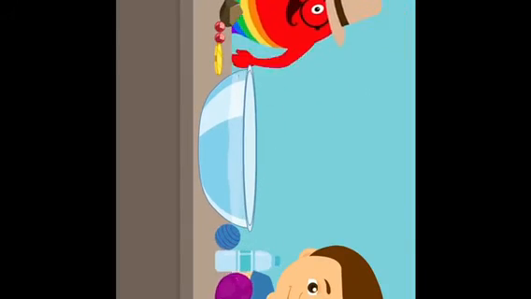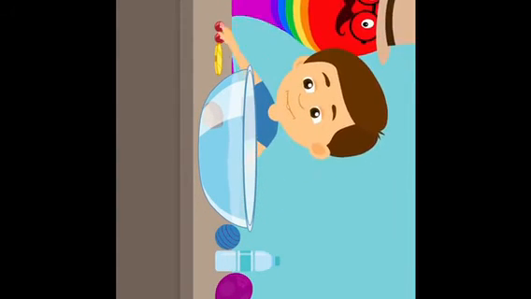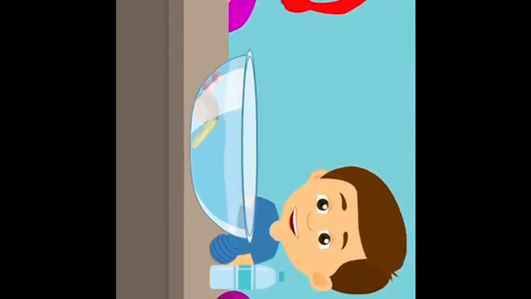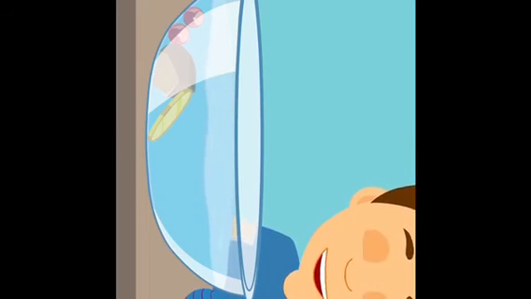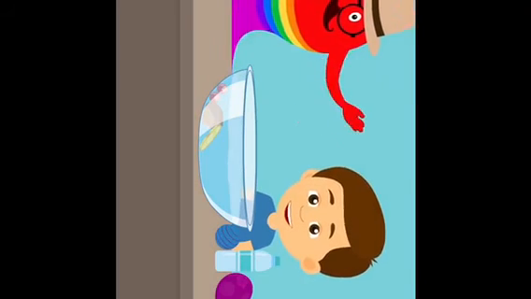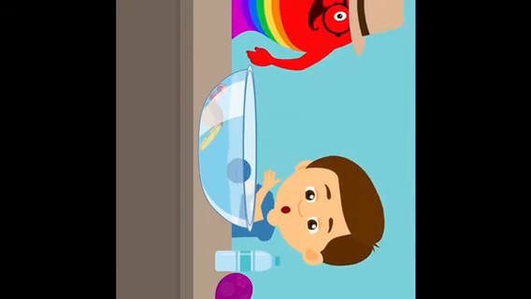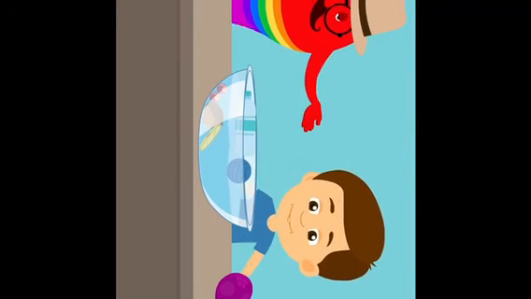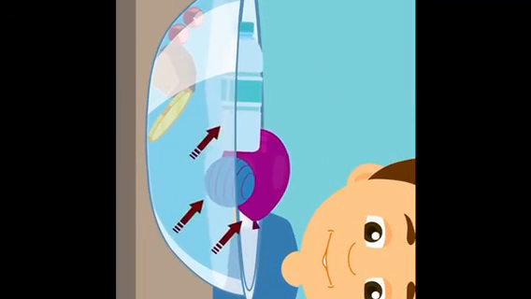Whatever objects sink are more dense. See the stone? These marbles? And yes, these coins. They all sink in water because the molecules are jam-packed in these. Similarly, whatever objects float are less dense, like this rubber ball, this plastic bottle, and this lovely balloon. They all float in water because the molecules are loosely packed in these.